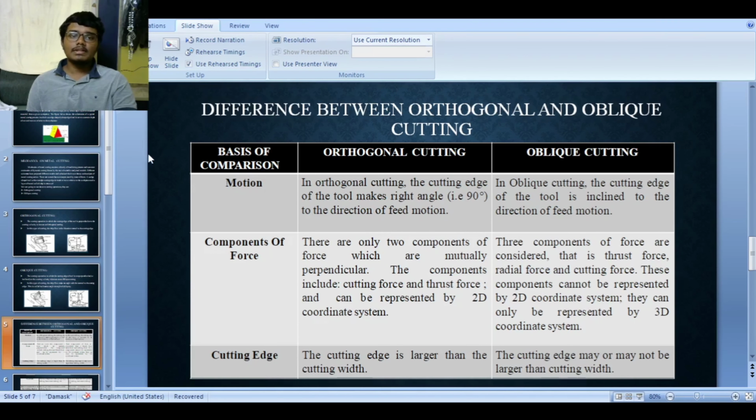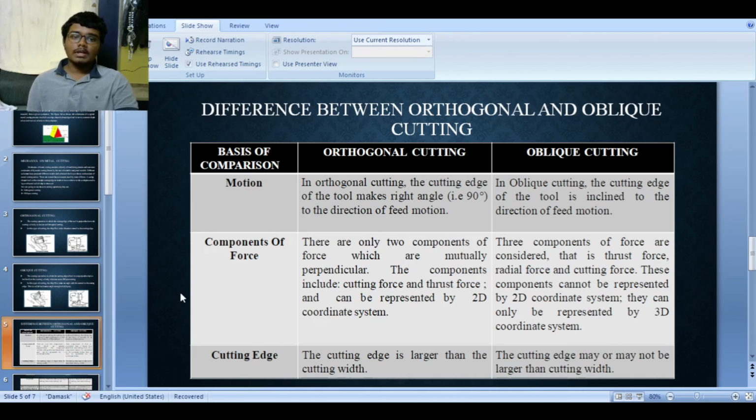We can see the differences between orthogonal and oblique cutting. So the basis of comparison first is motion. In orthogonal cutting, the cutting edge of the tool makes a right angle to the direction of feed motion. As we already see, the cutting tool makes 90 degrees to the workpiece, which is known as orthogonal cutting. In oblique cutting, the cutting edge of the tool is inclined to the direction of motion.